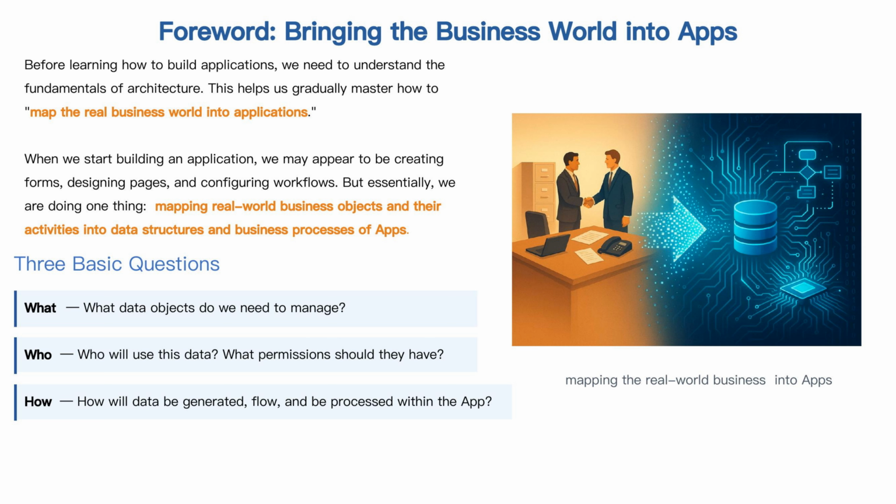Third question, how is data generated, circulated, and processed within the application? In other words, how do we define business processes within the application to ensure the orderly flow of information and efficient business processing? We can summarize these three questions simply as what, who, and how. These three questions may seem simple, but they form the foundational framework that must be considered when building an application.